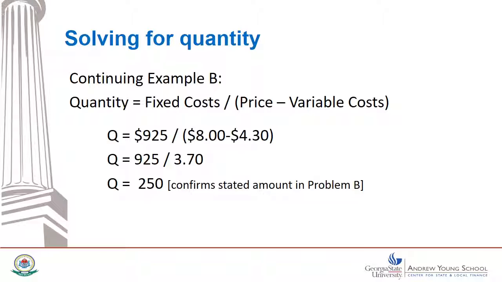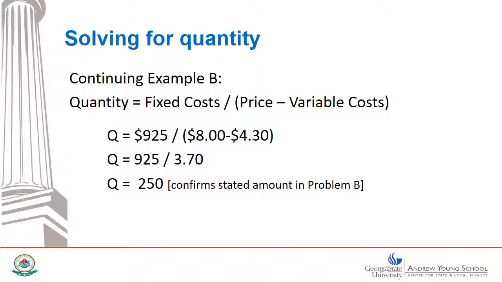We can solve for quantity if we know the other factors. Quantity is equal to the 925 in fixed costs, that here includes profit, divided by the result of an $8 price minus the $4.30 of variable costs, or $3.70. When you divide the 925 by $3.70, you get 250, which is the quantity. This confirms the amount stated in problem B.